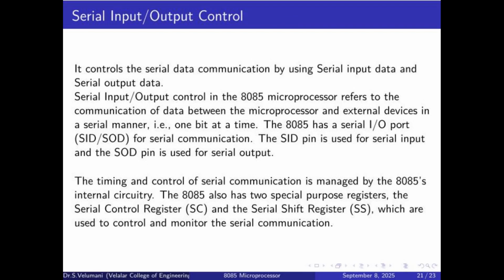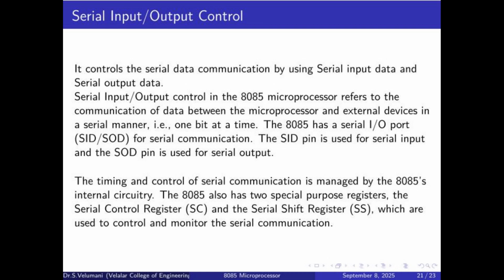Serial input and output control. It controls the serial data communication by using serial input data and serial output data. Serial input-output control in the 8085 microprocessor refers to the communication of data between the microprocessor and external devices in a serial manner, that is, one bit at a time. The 8085 has a serial input-output port, in short form SID/SOD, for serial communication. The SID pin is used for serial input and the SOD pin is used for serial output.